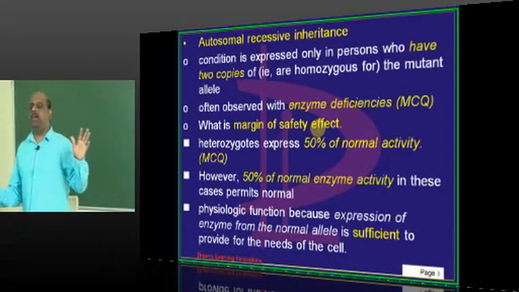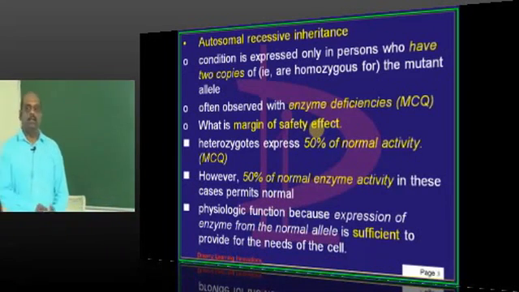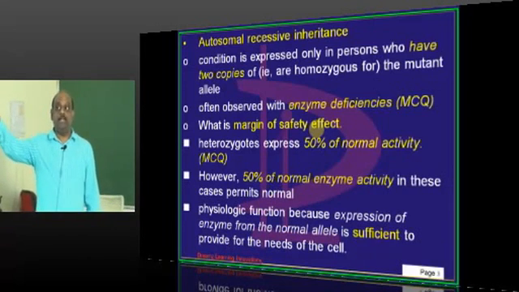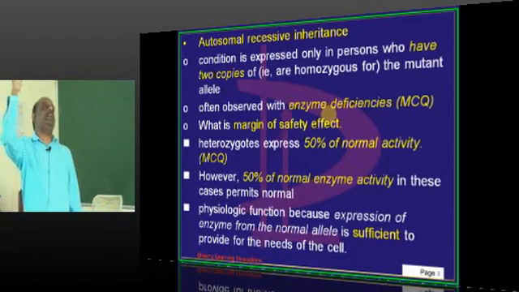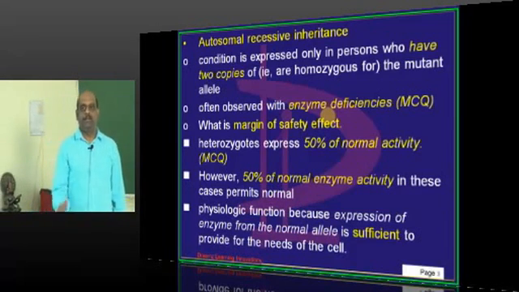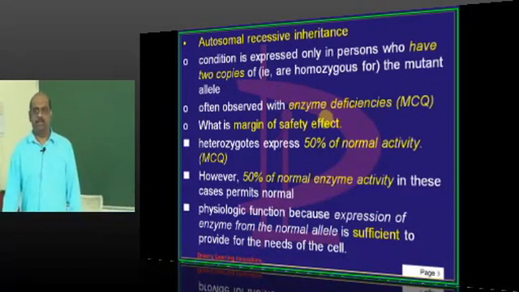Which kind of disorders are generally autosomal recessive, doctor? Rate limiting enzymes in biochemical reactions are there, no? Enzyme deficiencies are generally autosomal recessive. Favorite MCQ of the examiner, which you need to remember.